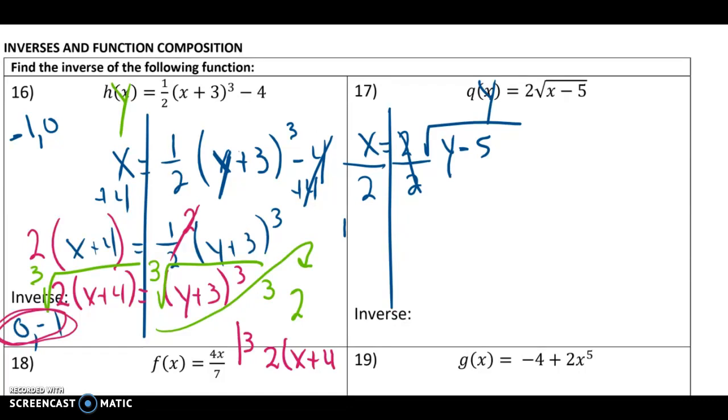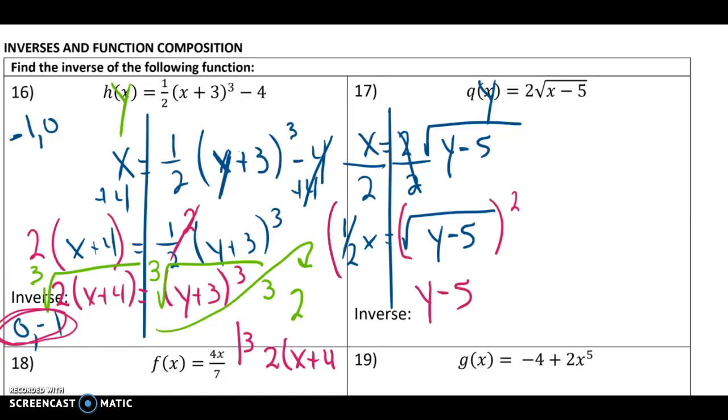So at this point, you could write it, if you want, as a half x. And then you have the square root of y minus 5. I'm sorry, square root. And now I'm going to get rid of the square root. I'm going to square both sides. So I'm going to square this side, and that cancels out the square root. So you're just left with y minus 5. And then I'm going to square this whole side, so I'm going to go ahead and square 1/2 and x. That'll be 1/4 and x squared.